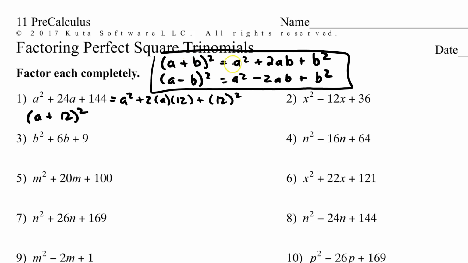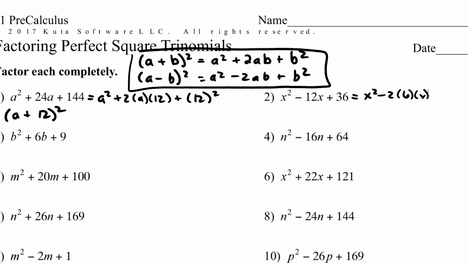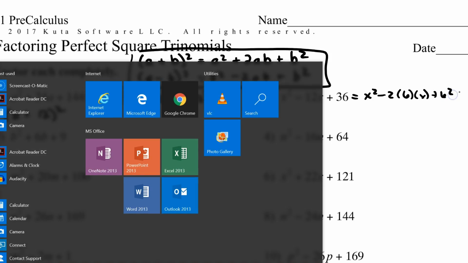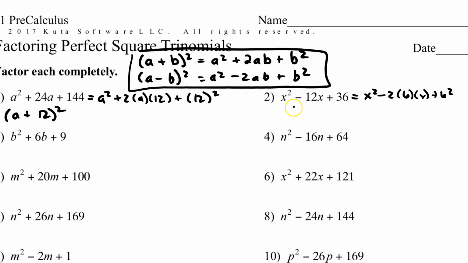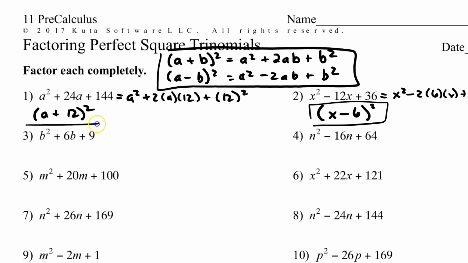Because it follows this pattern, I know that I can quickly go to this. Just as with this one right here, I can rewrite it as x squared minus 2 times 6 times x plus 6 squared. So I know that the factored form is going to be (x minus 6) squared. I'm just going to put a box around my final answer.